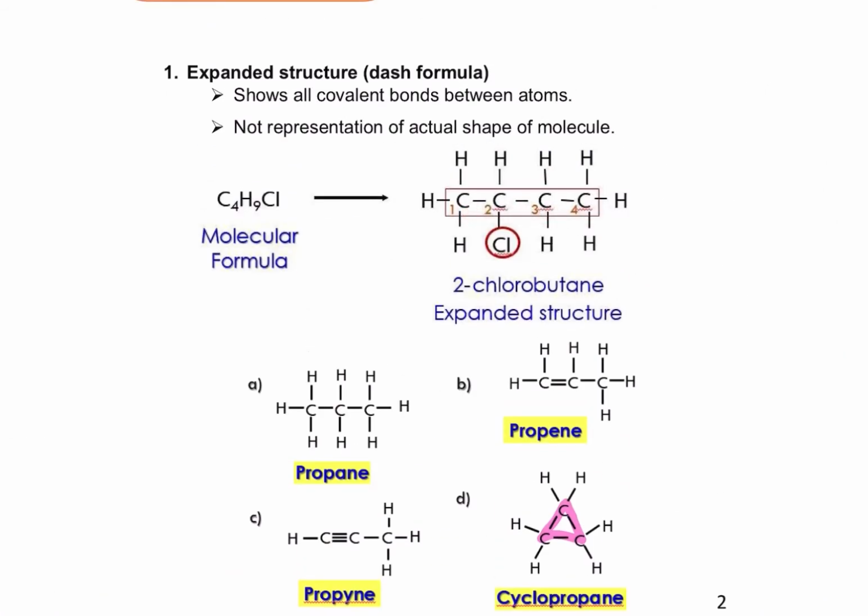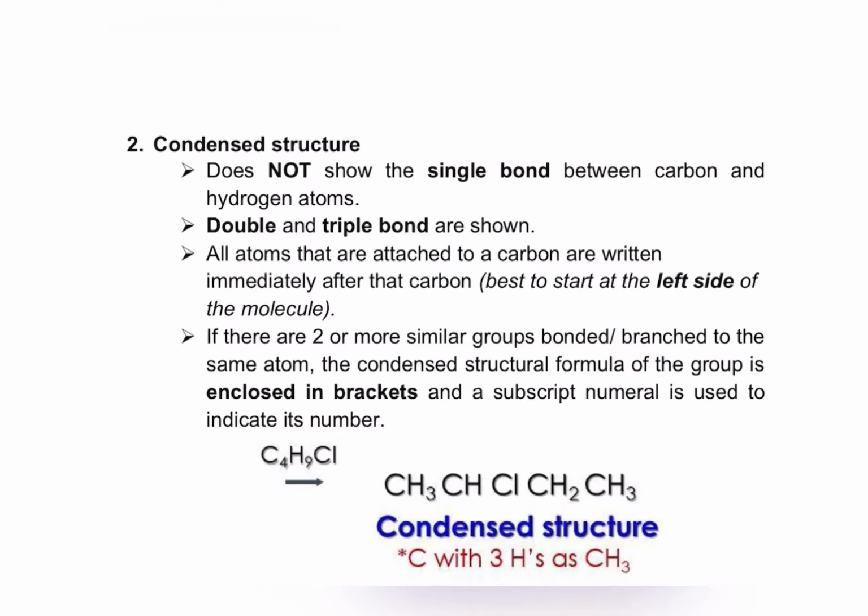But when you want to write the condensed structure, you will start from C, from here, with H, you have 3 of them. And then you have C for the second carbon with H and Cl, and C for the third carbon, CH2, and the fourth carbon you have C with 3 hydrogen atoms. That is why the condensed structure for C4H9Cl is going to be just like this one.